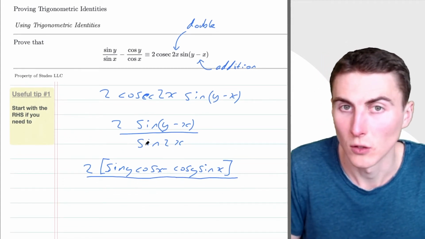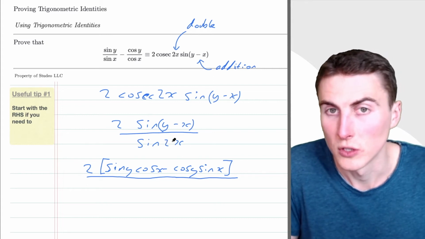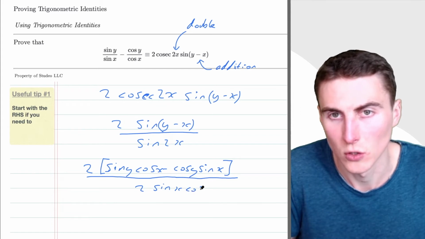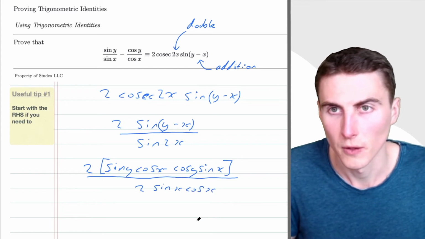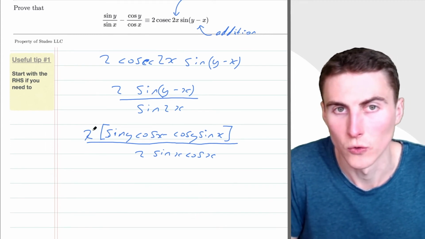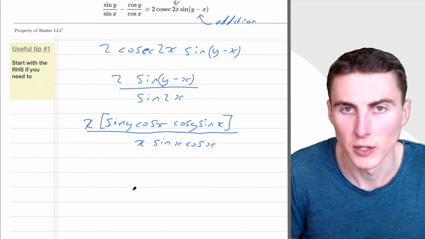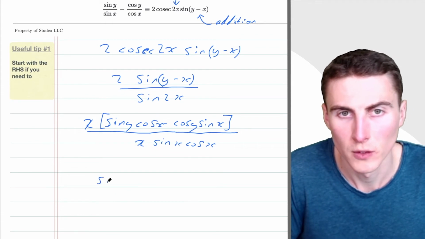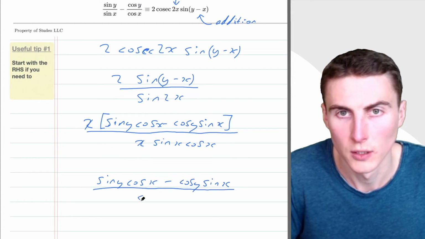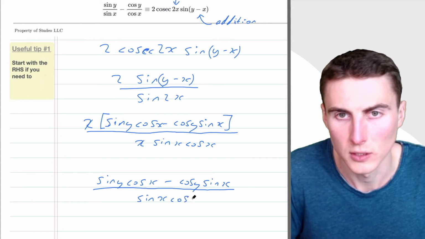And the denominator of sine 2x, using the double angle formula, will come out as 2 sine x cos x. Right. So I can cancel out these 2's because there's a 2 on the top and the bottom. And we can write all of that a bit more neatly. So we have sine y cos x minus cos y sine x, all over sine x cos x.